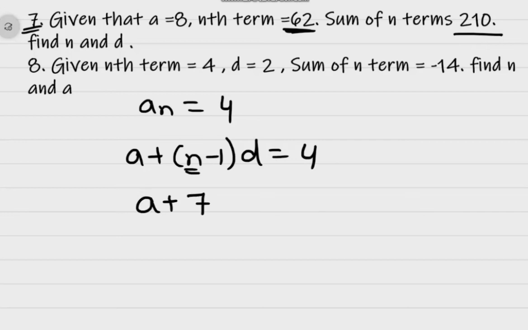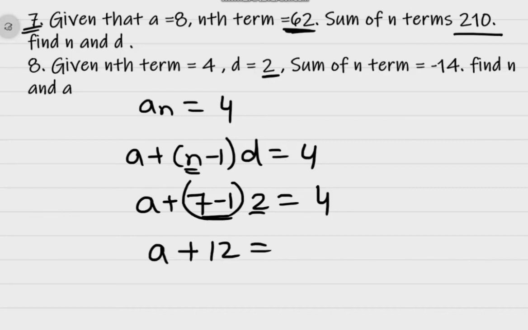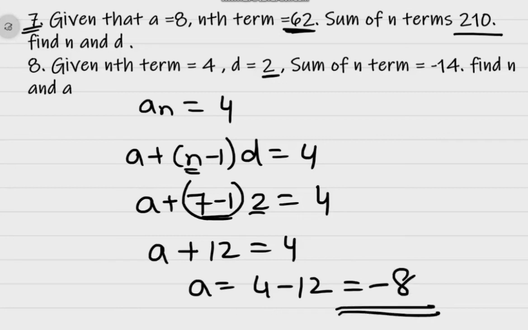So a plus 7 minus 1 and your d is 2, equal to 4. So a will be equal to 7 minus 1, which is how much? 6. So a plus 7 minus 1, 6 2s are 12. 12 is equal to 4. So a will be equal to 4 minus 12. That will be equal to minus 8. So the value of a is equal to minus 8.